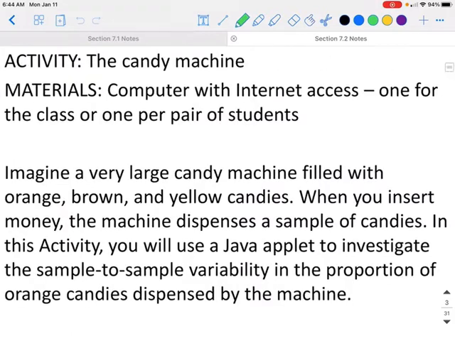So, if we were to do this activity, you would get onto a computer and go to a specific website that imagines a very large candy machine filled with orange, brown, and yellow candies. When you insert money, the machine dispenses a sample of candies. In the activity, you will use the applet to investigate sample-to-sample variability in the proportion of orange candies dispensed by the machine.